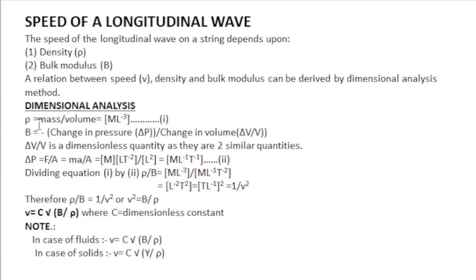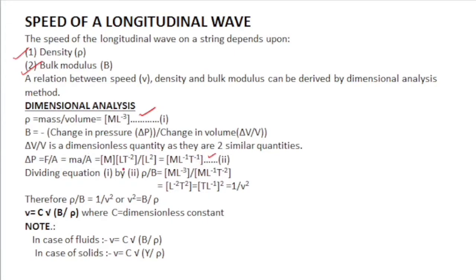Also, with the help of dimensional analysis you can find the speed of a longitudinal wave. The speed of a longitudinal wave depends on two factors, density and bulk modulus, right? You know the dimensional formula for density: ML^-3. Bulk modulus is nothing but change in pressure per unit change in volume. Change in volume is a dimensionless quantity. So what is the dimensional formula for change in pressure? Pressure is force per unit area, ma by A, so its dimensional formula becomes ML^-1T^-2.